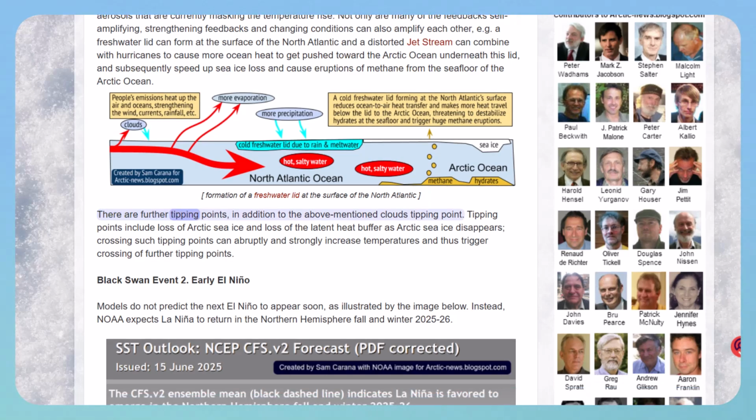There are further tipping points, in addition to the above-mentioned clouds tipping point. Tipping points include loss of Arctic sea ice and loss of the latent heat buffer as Arctic sea ice disappears. Crossing such tipping points can abruptly and strongly increase temperatures and thus trigger crossing of further tipping points.